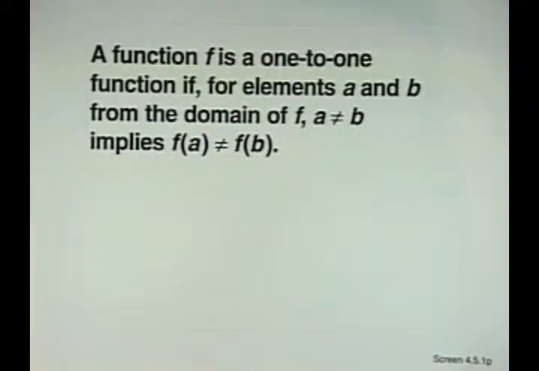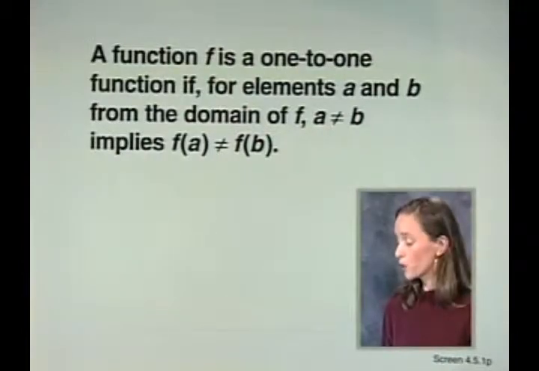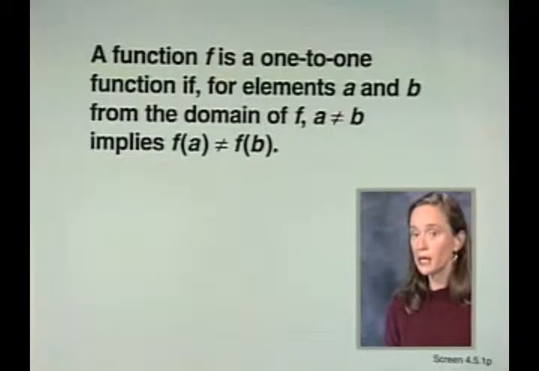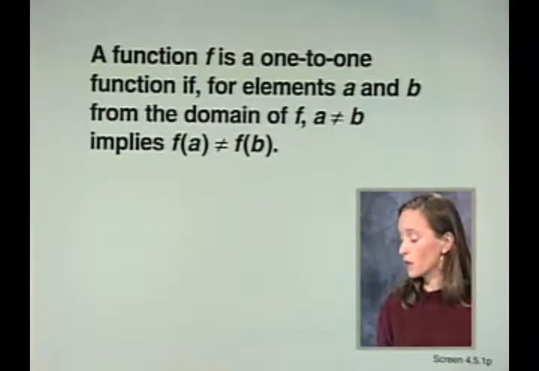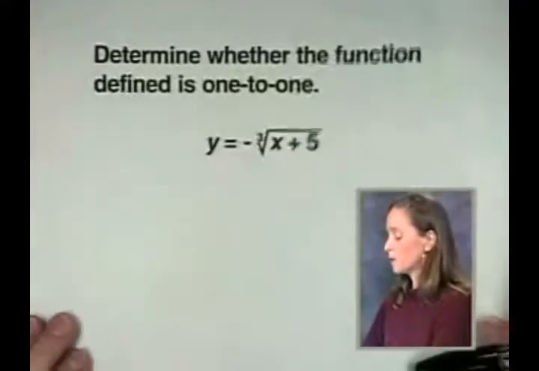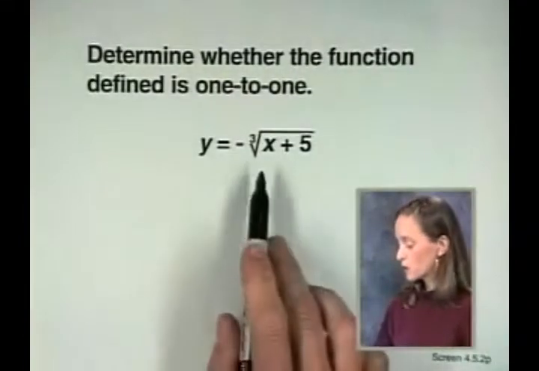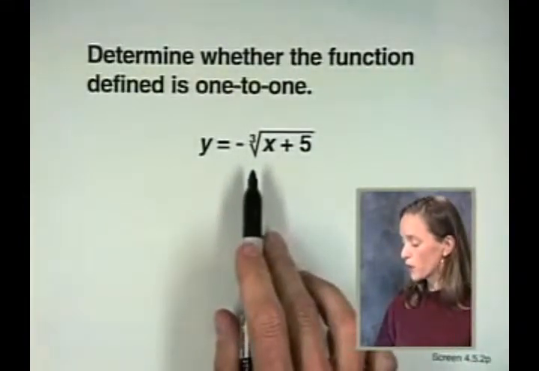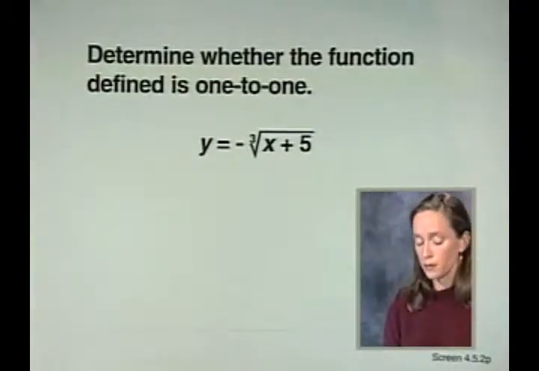By definition, a function is one-to-one if for elements a and b from the domain of f, a not equal b implies f of a not equal to f of b. Here's an example. We want to determine whether this function, negative the cube root of x plus 5, is one-to-one.